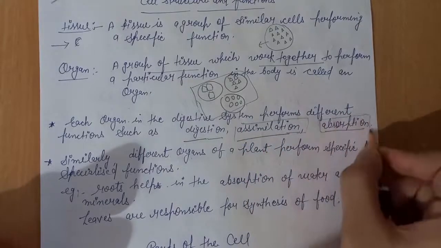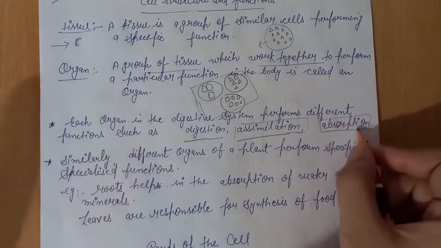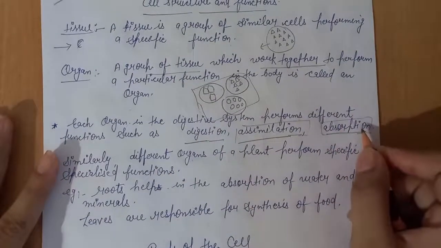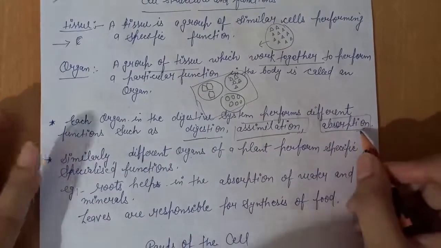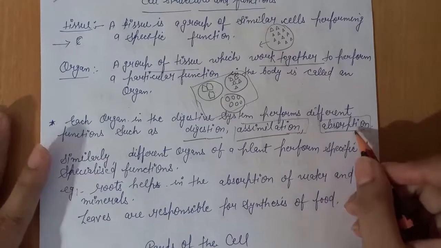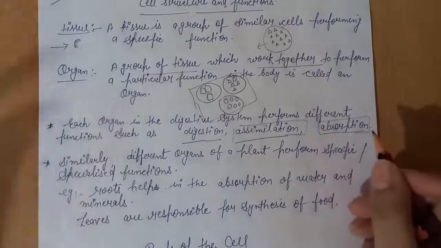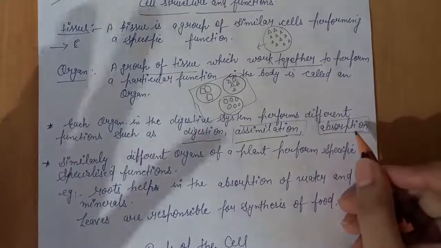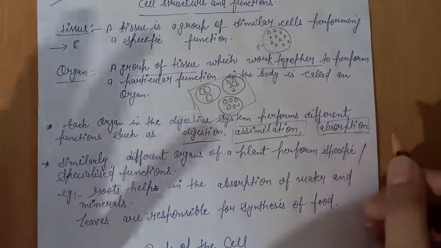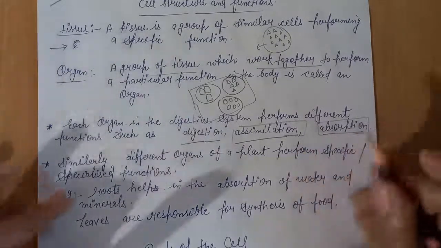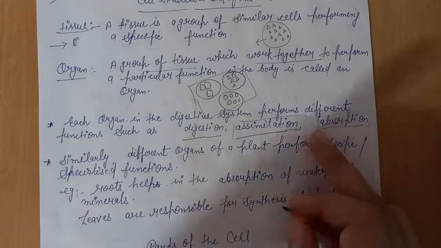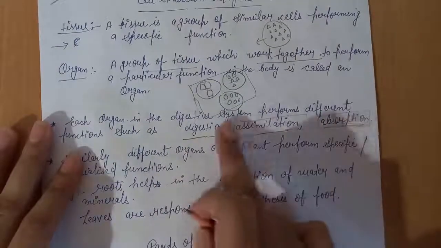And absorption: digested food is absorbed by the blood vessels, and through the blood, digested food is circulated all over the body. So these three processes are carried out by the digestive system's organs.